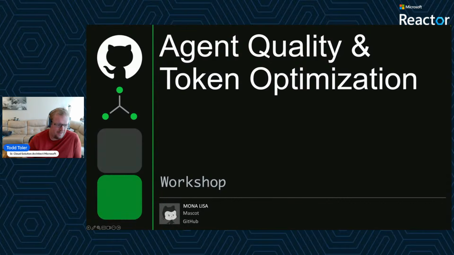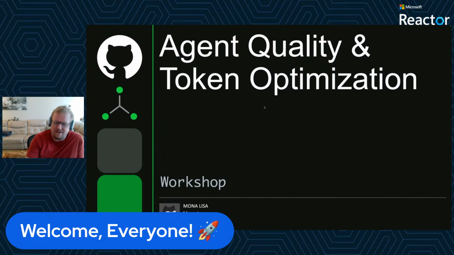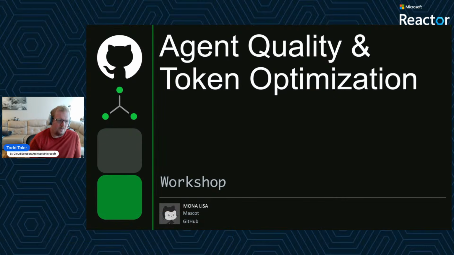Hey, how's it going, everybody? I'm Todd Toller, and I am a senior cloud solution architect with Microsoft. I'm in what we call the Tech Success Developer Productivity team. And so as part of that, we're here to help you understand agent quality and token optimization. So welcome. We're excited to have you here.